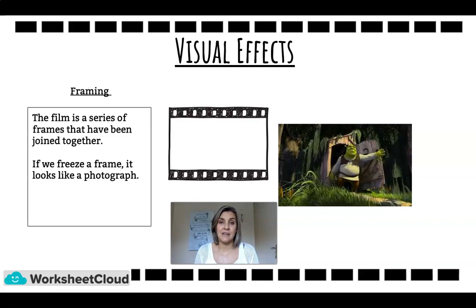So we're looking at framing, and framing is really, if you think about a photo frame, so if I stopped the film at that particular spot, for example, like on Shrek, that's a frame. So a film is a series of frames that we have joined together, and if you freeze it or pause it, it looks like a photograph, and that's a frame. So I've put this here just to show you, but that would be a frame that we've frozen during watching the movie Shrek. So that's quite easy.